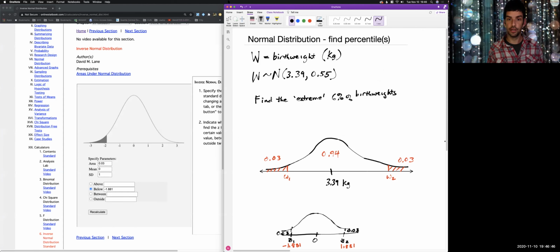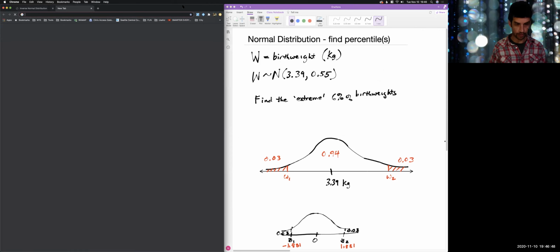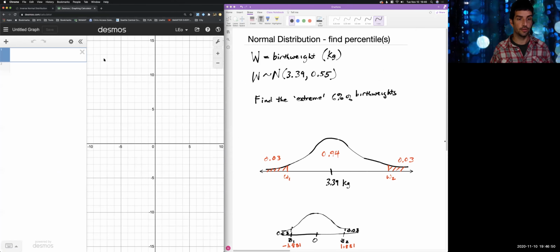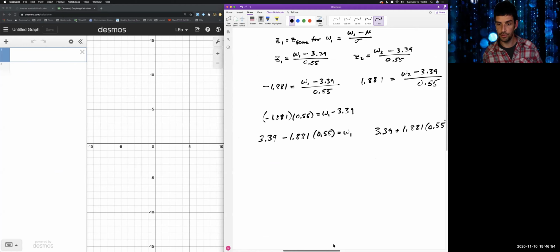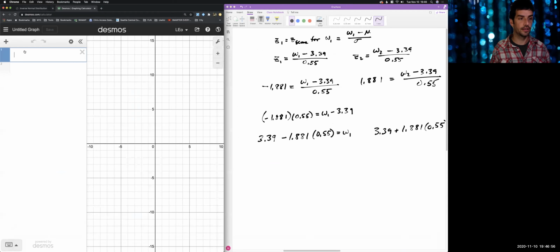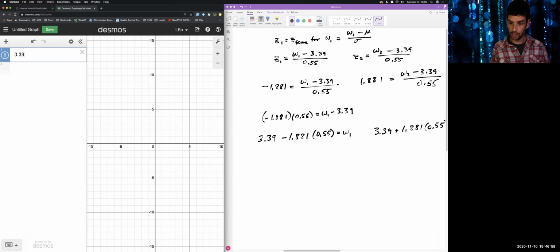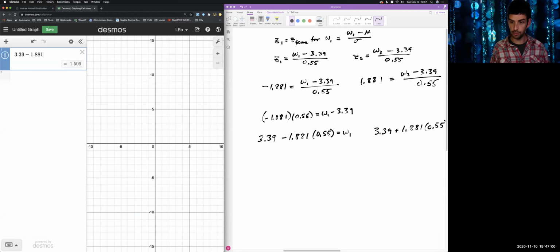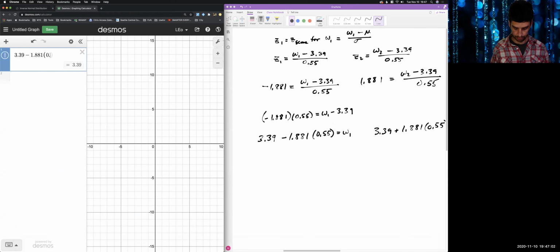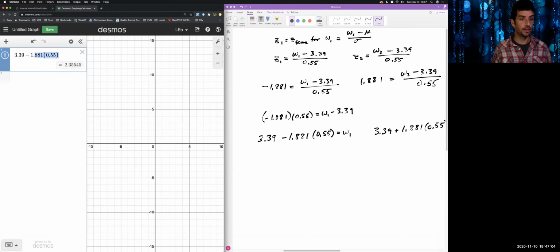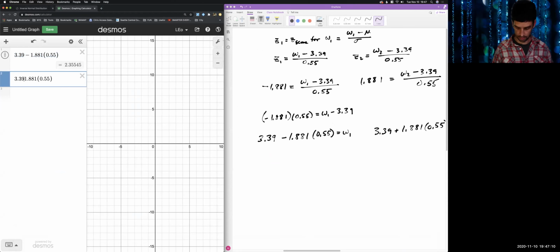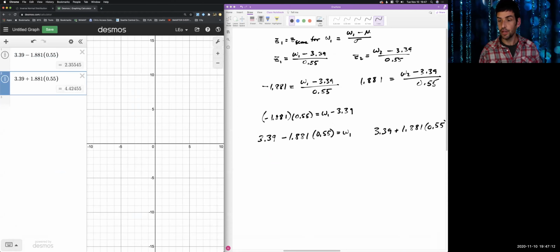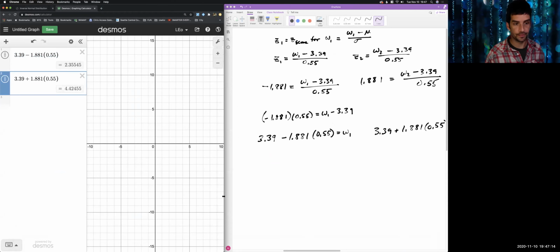I'll open up my Desmos, and we'll just plug this in. Oops, let me scroll over to my numbers. So we've got 3.39 minus 1.881 times 0.55. And we have the same thing, except we're adding. So we get our two numbers.